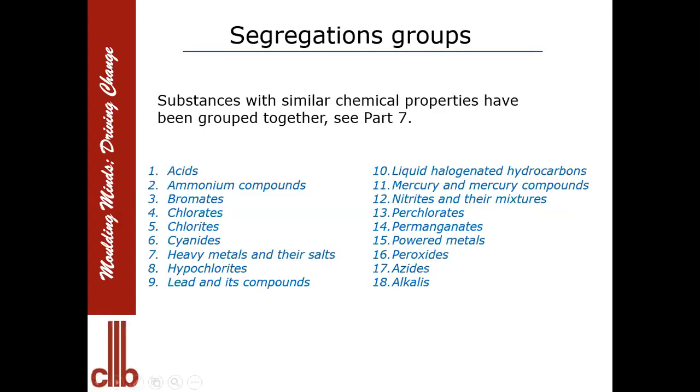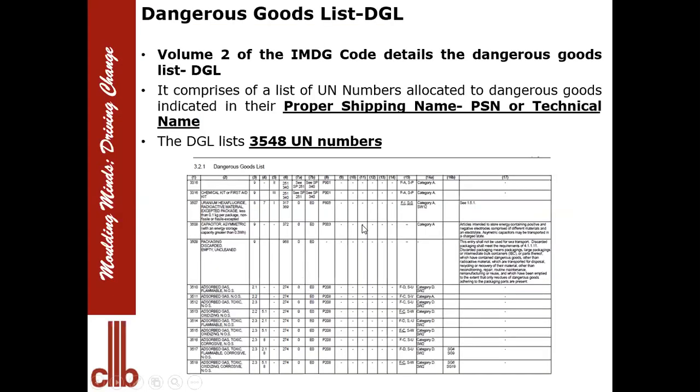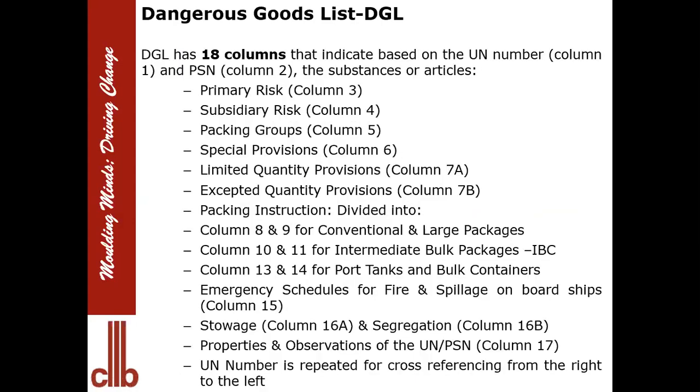So I showed you the segregation groups that are in 3.1.4. And now we go straight to the DGL, okay? The DGL has 18 columns, and these 18 columns give you information about a UN number, the name that belongs to that UN number, like your IC number belongs to you, okay? And the characteristics of the product in the following columns of the DGL. We'll go through them one by one.